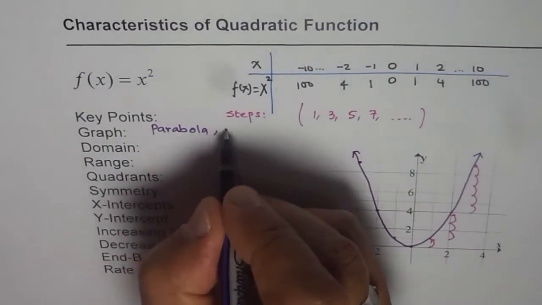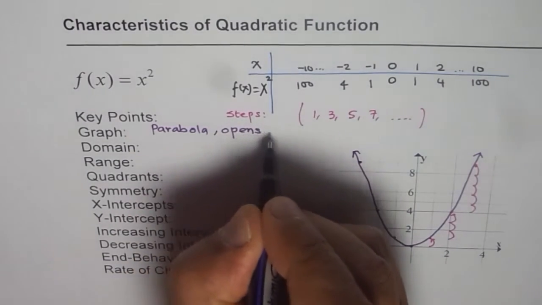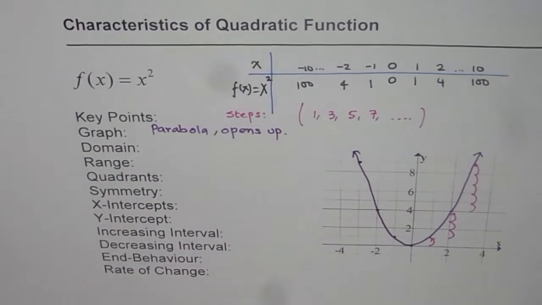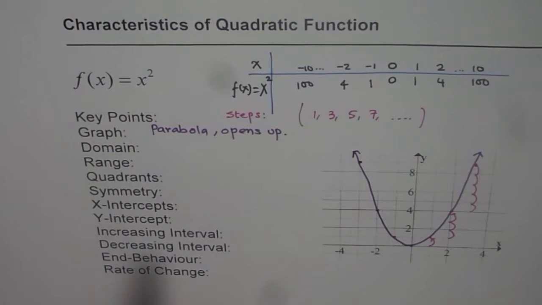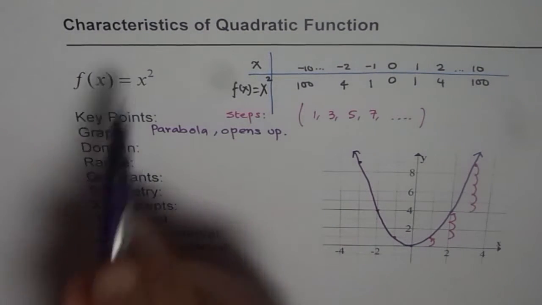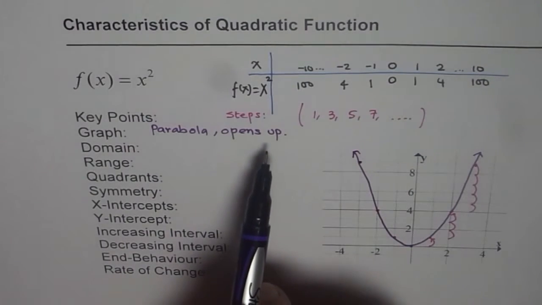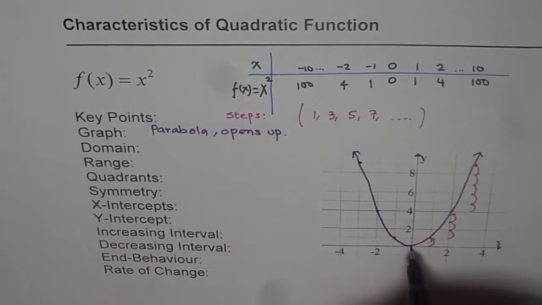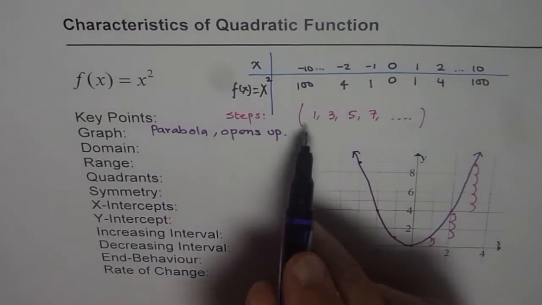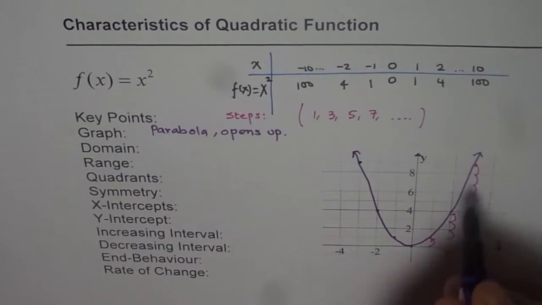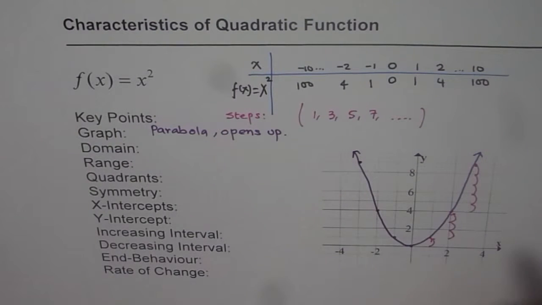Opening up, which opens up. Do you see that? So remember one thing, to sketch a parabola, f(x) equals x squared, you can also use the strategy of starting with the vertex and going with the steps of 1, 3, 5, 7 on both sides, since the function is also symmetric, right? So that is what I wanted to bring to your notice.